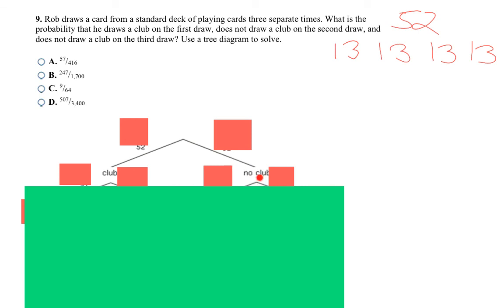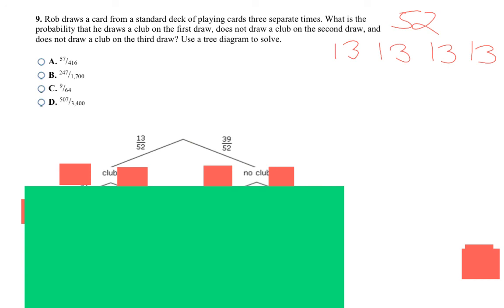draw. So there's 52 cards I could pick from. 13 of them are clubs. So I have a probability of 13 out of 52. Then I have 3 suits left over that aren't clubs, so 13 plus 13 plus 13 is 39. So I have 39 out of 52 cards that is not a club. So that's my probability of drawing not a club on the first draw.